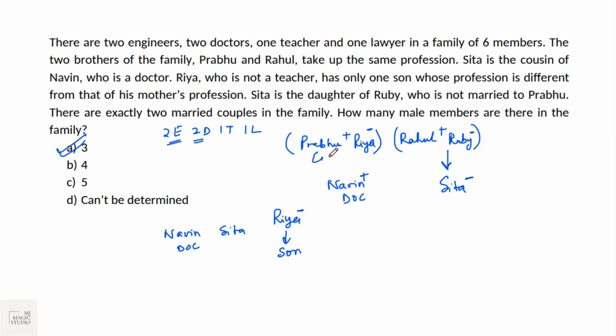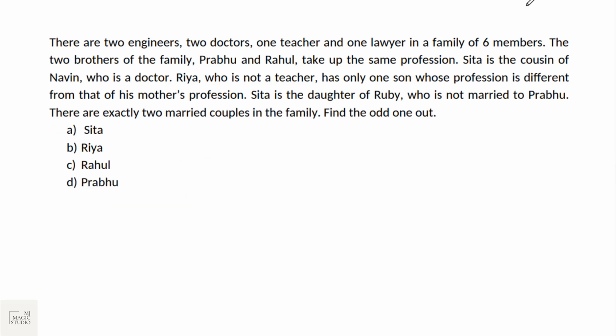Naveen's profession is doctor. That means Prabhu and Rahul's profession is engineering. Now Riya's profession is different from her son. That means Riya is neither engineer nor doctor. She is either teacher or lawyer, but it is given Riya is not a teacher. That means Riya is lawyer. That is what we can all observe. We cannot find the profession of Ruby and Sita. But the question is, how many male members are there? There are 3 male members.